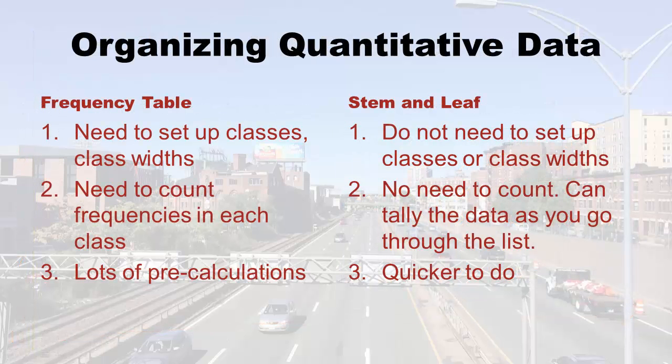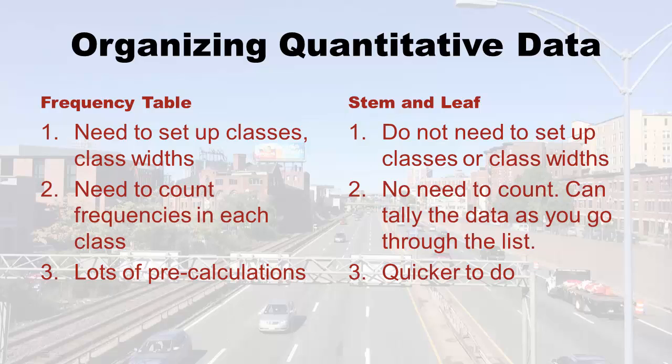So now I'm going to just reflect back on the two ways that I've described in this lecture for you to organize quantitative data. First, I showed you how to make a frequency table, but what you need to do with that one is set up classes and class widths and count up frequencies. And there's a lot of pre-processing, a lot of pre-calculations. You really want to think when you're doing this, and you don't want to be distracted.